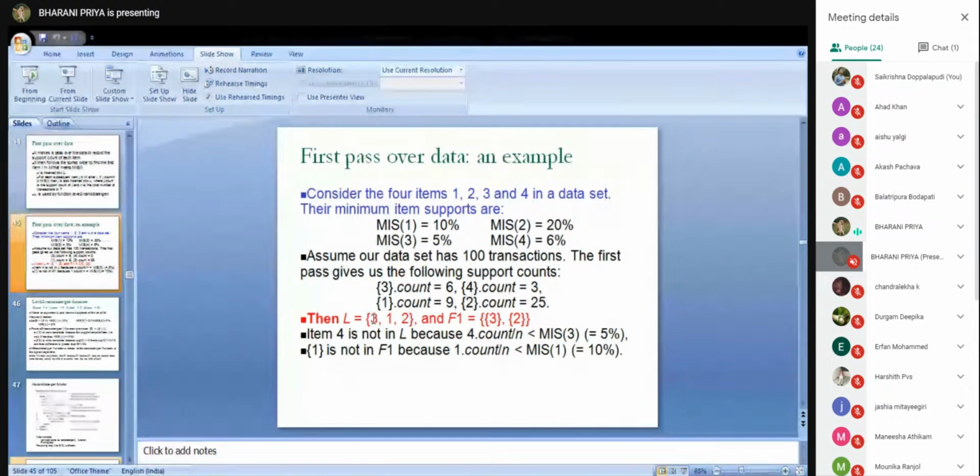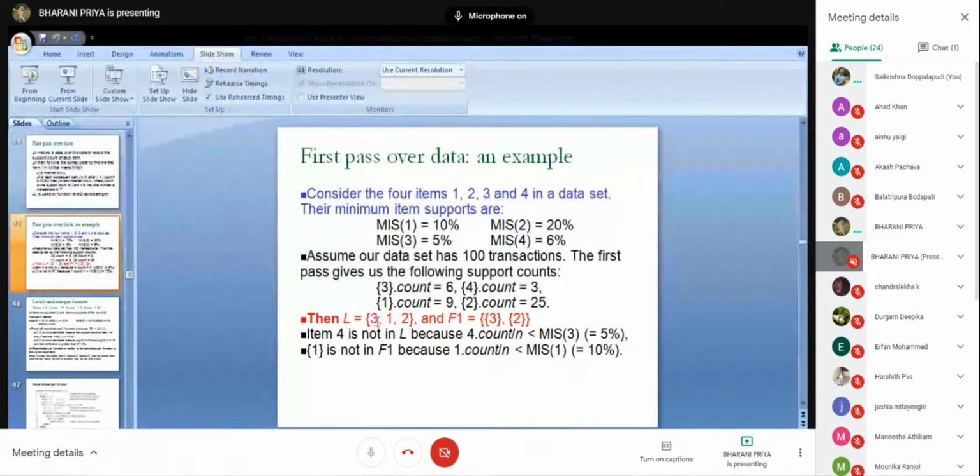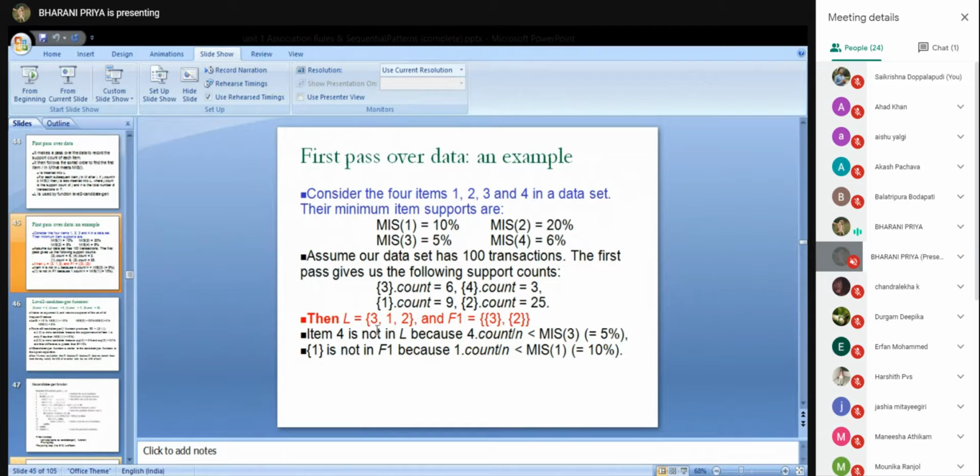Have you understood how you have generated the L value? Yes? Okay. Then from that L value, you are generating the frequent item sets, that is F1. In F1, we have not included 1 because its support count is less than the MS value. The rules for L value generation and frequent item set generation are different. For frequent item sets, the support count should be greater than the MS value. But here the support count is less than the MS value, so I have not included 1 in my F1.